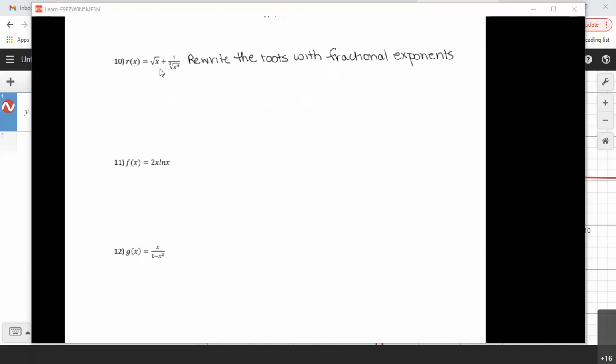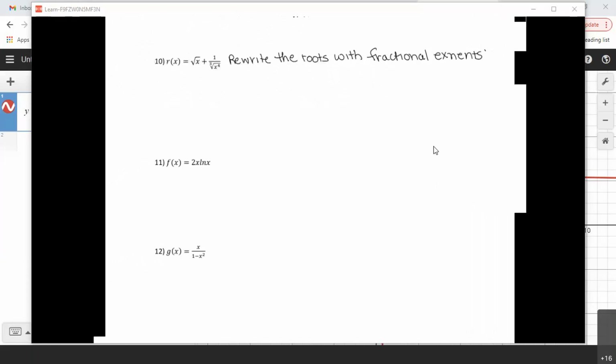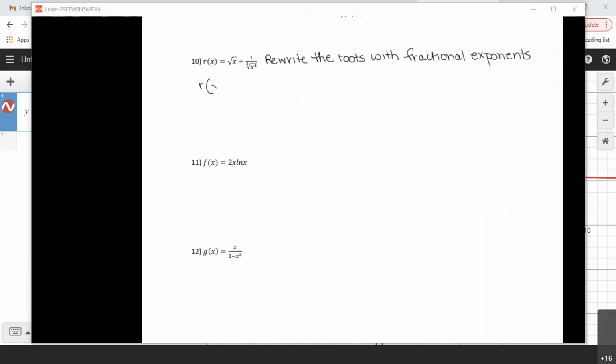Whatever the root number is, like a square root, that would be in the denominator of your exponent. So the square root of x would be written as x to the 1/2. That says take the square root. Here I have a cube root of something raised to the 4th power. The power is in the numerator of the fraction, and the root is in the denominator. So this would give me a 4/3. But it's also in the denominator here, so it needs to be negative.